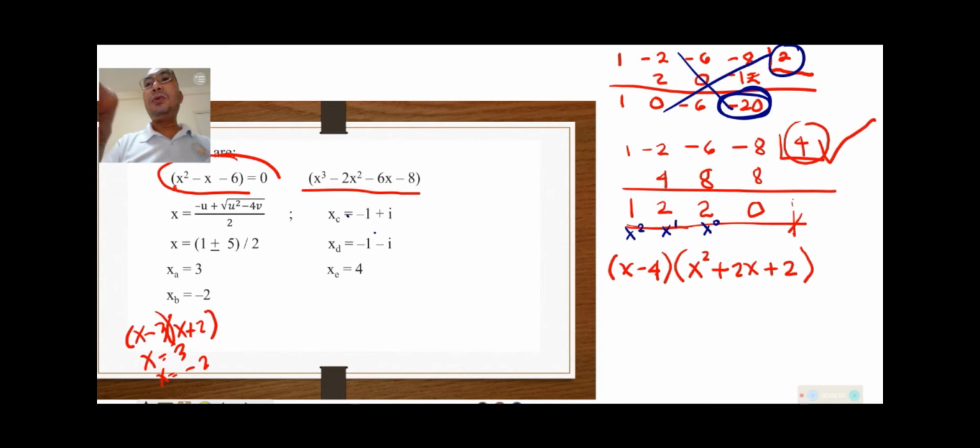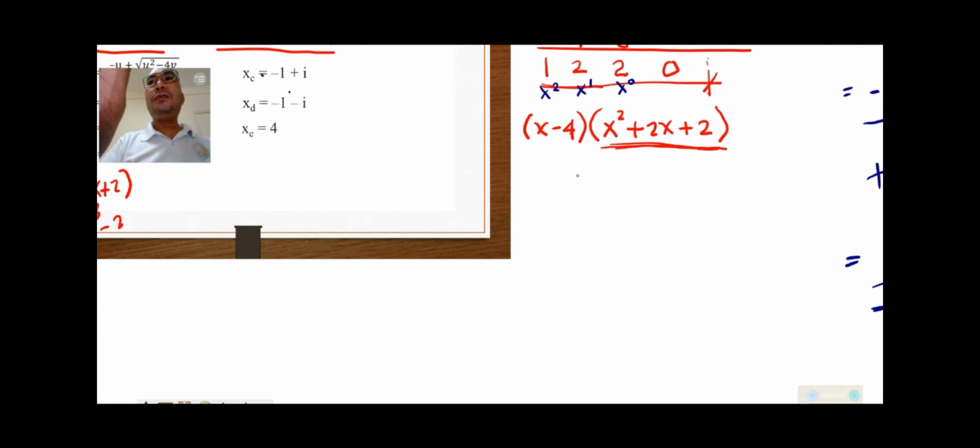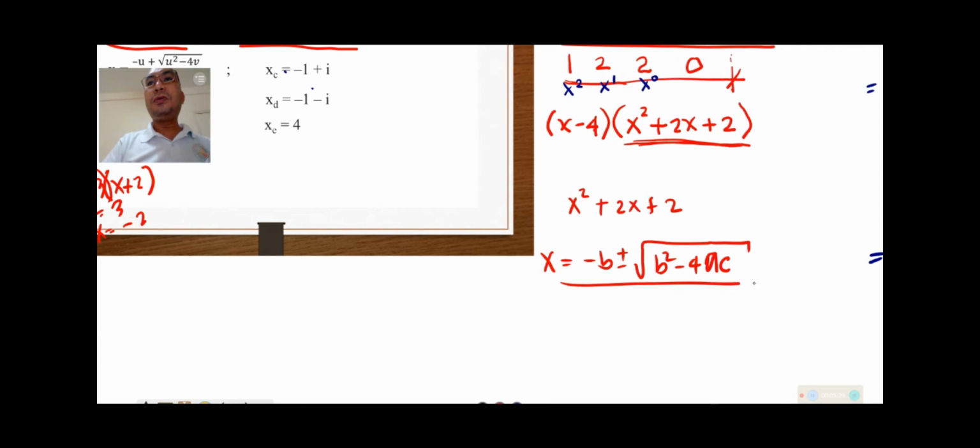Now it is very easy to get the value of x, or the roots of this equation, using the quadratic formula. So for x squared plus 2x plus 2, the formula is negative b plus or minus the square root of b squared minus 4ac, all over 2a. So x will be negative 2 plus or minus the square root of 2 squared minus 4 times 1 times 2, all over 2 times 1.